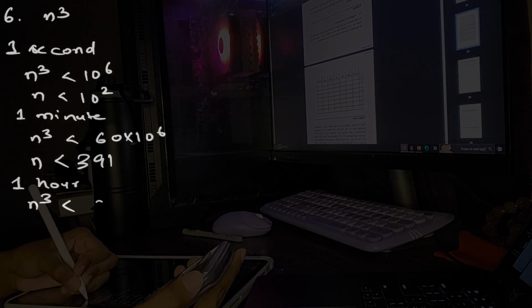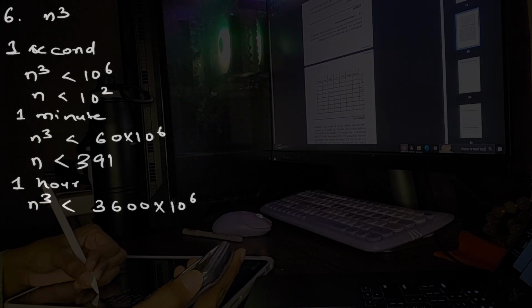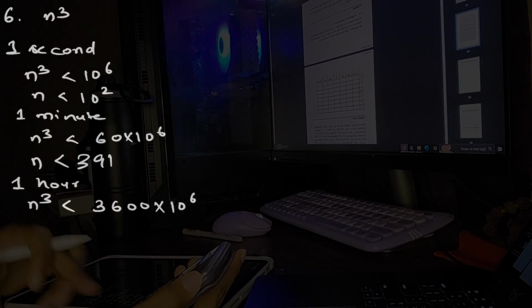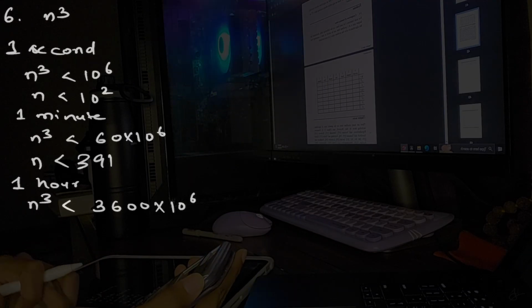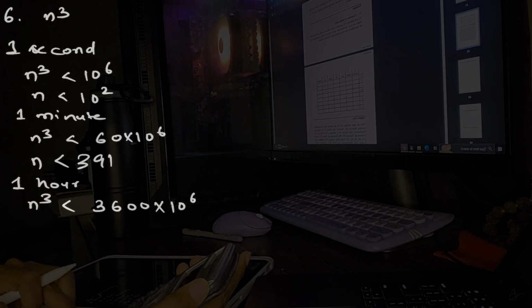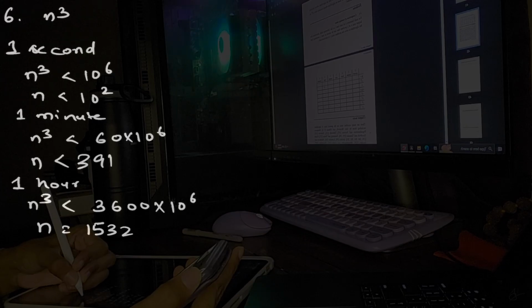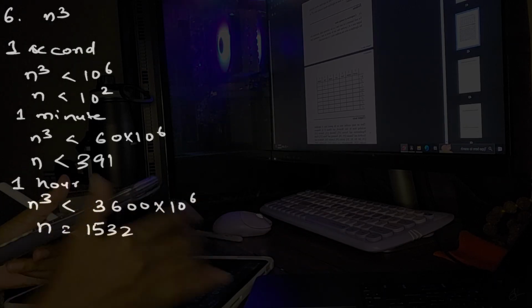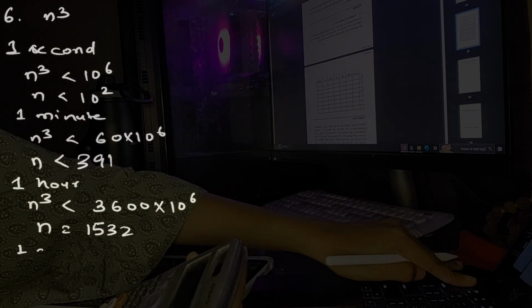And for 1 hour, we have this many to the power of 6. All I would be doing is going inside and changing the first number to 3600 to the power of 6. The cube root would be 1532. Okay, that is for 1 hour.